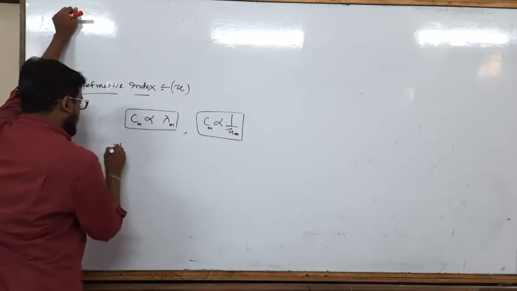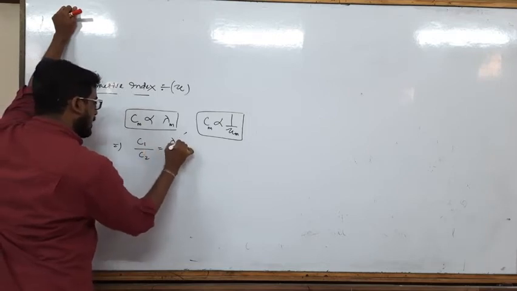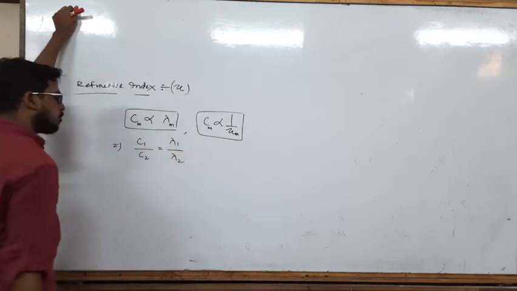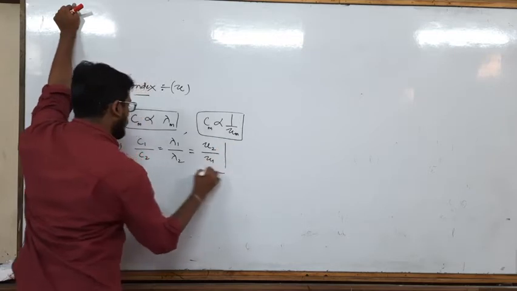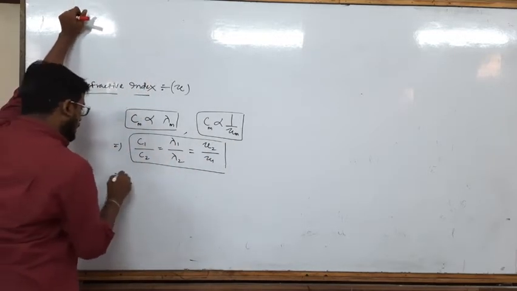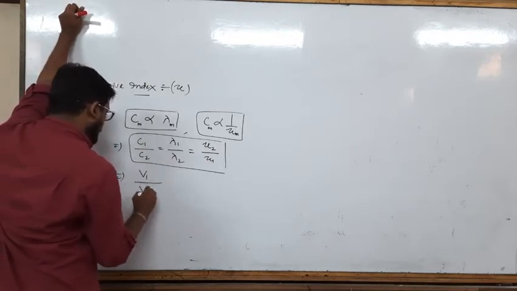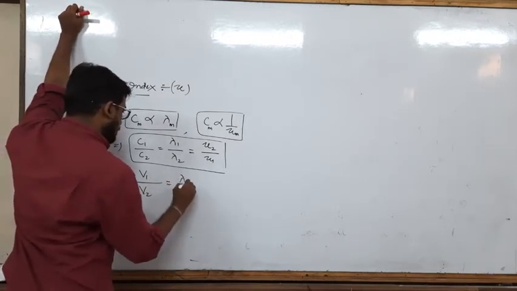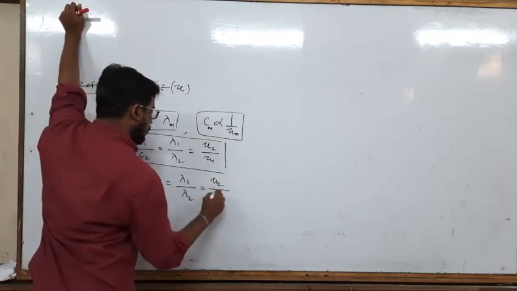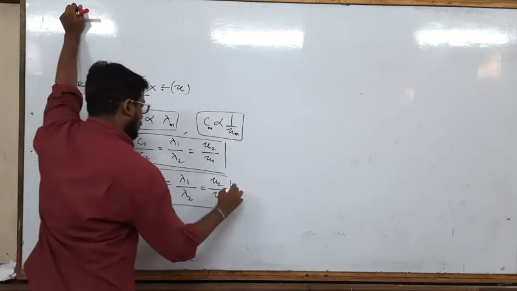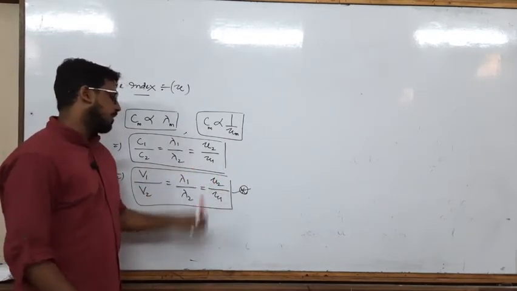So from this relation we can write speed of light in medium 1 divided by speed of light in medium 2 will be equal to wavelength of light in medium 1 divided by wavelength of light in medium 2, which will be equal to refractive index of medium 2 by refractive index of medium 1. Or simply C1 by C2 can be written by the general notation V1, that is speed of light in medium 1, divided by V2, that is speed of light in medium 2, which can be written as wavelength in medium 1 by wavelength in medium 2, or this can also be written as refractive index of medium 2 divided by refractive index of medium 1. You have to remember this relation, it's an important relation, how speed of light, wavelength and refractive index of the medium are related. Clear?